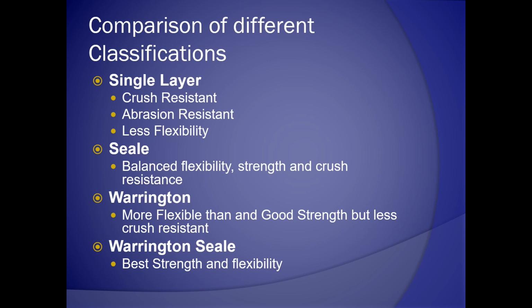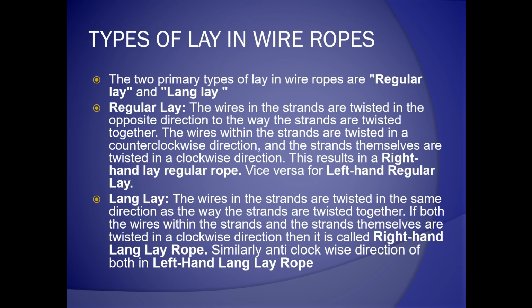Types of lay in wire ropes. The two primary types of lay in wire ropes are regular lay and lang lay. In regular lay, the wires in the strands are twisted in the opposite direction to the strands themselves, while in lang lay, the wires in the strands are twisted in the same direction as the strands. Each type has its advantages and disadvantages in terms of flexibility, kinking resistance, and crushing resistance.